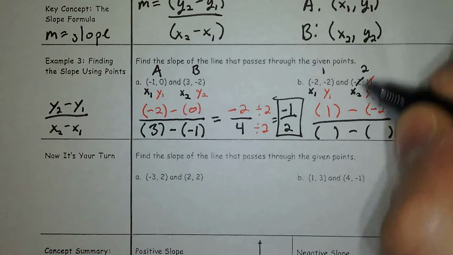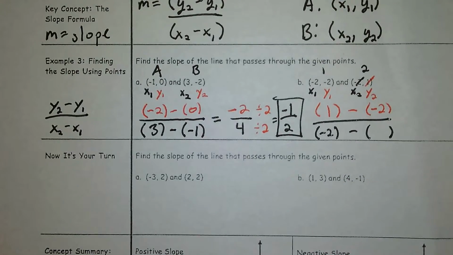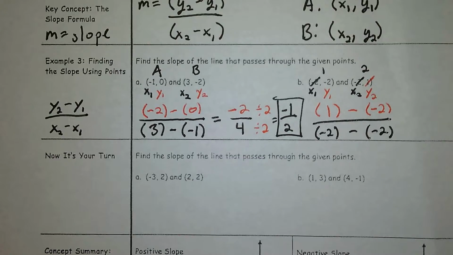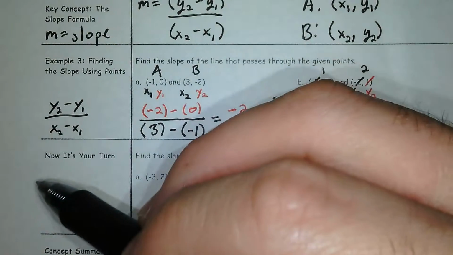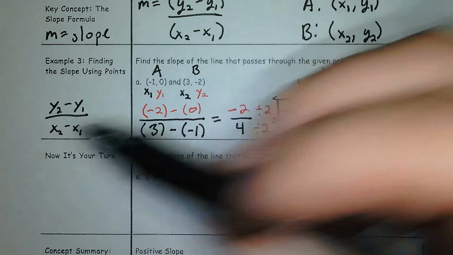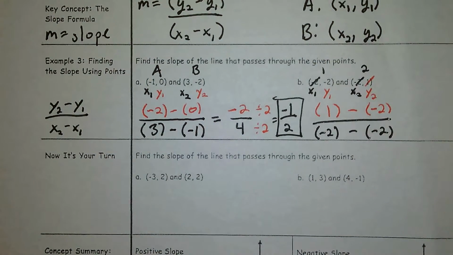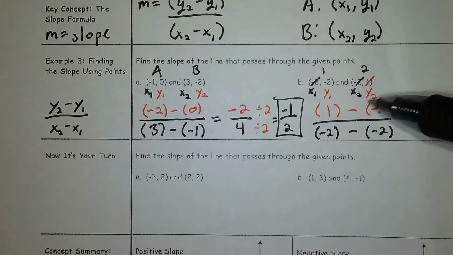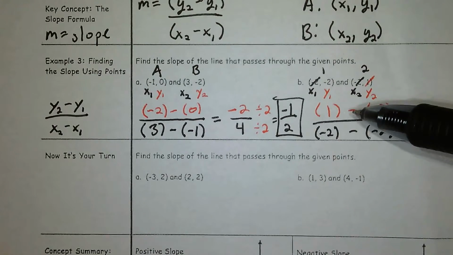Okay, x2 is negative 2, so I'm going to put negative 2 right here. x1 is a negative 2, so I'm going to put negative 2 right here. That's where they go, x2, x1. Remember over here, x2 minus x1. So don't forget to label them. Label them x1, y1, x2, y2. That way you know what you're subtracting.